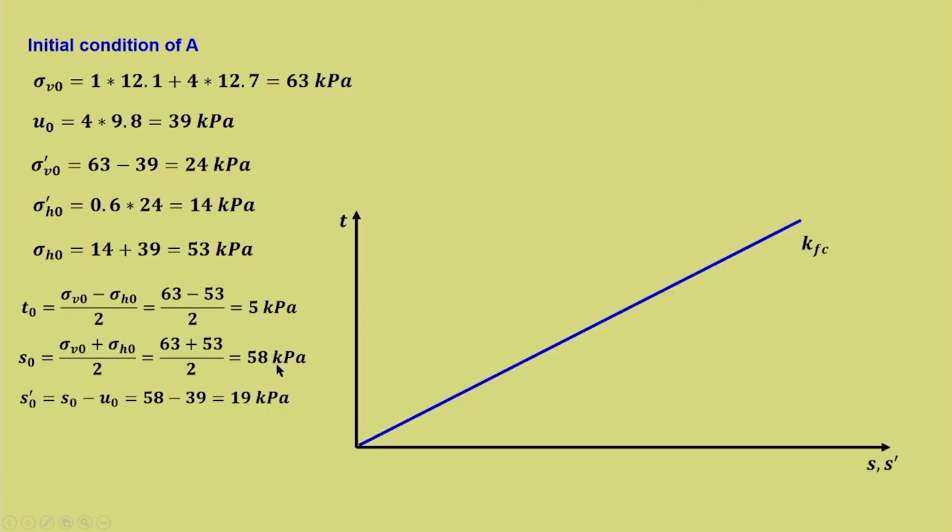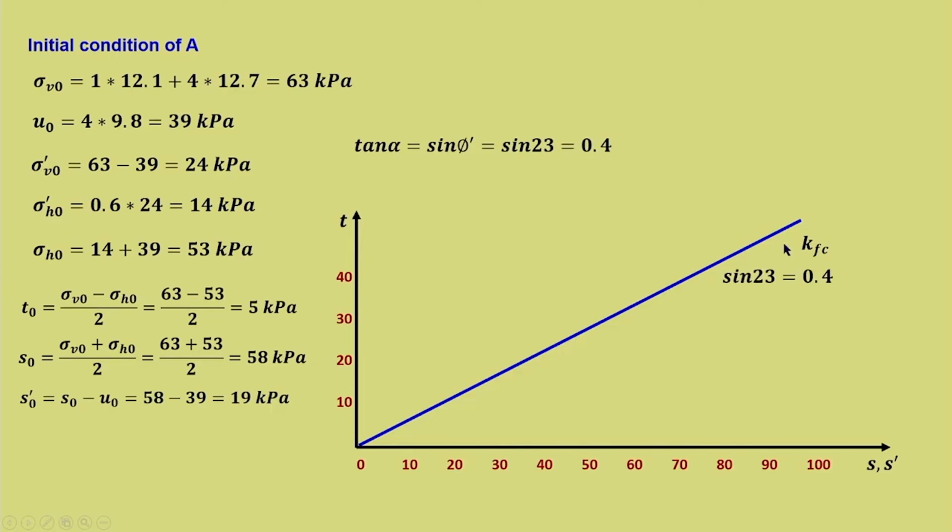In the TSS dash plot, KF is the failure line, and you can easily determine it because phi dash is known. Tan alpha is equal to sin phi dash; phi dash is 23, so we get 0.4. So, sin 23 equal to 0.4 is the slope of the failure line. Without this, this problem cannot be solved.